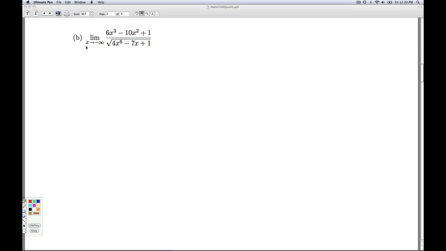All right, in part B, we have a limit as x is going off to negative infinity. And using the same kind of arguments we did in part A, we find that the numerator is going to negative infinity. And the denominator is going to infinity. So we have an indeterminate form, minus infinity over infinity. That means it's time to do some algebra. Let's take the limit as x goes to negative infinity. We're going to factor out the highest power of x in the numerator, which is x cubed. So dividing everything by x cubed gives me this.